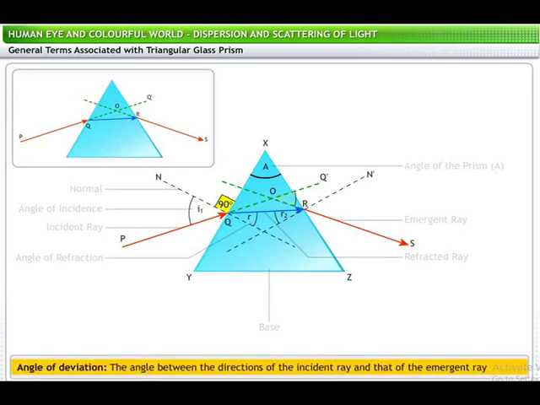The angle between the directions of the incident ray and that of the emergent ray is called the angle of deviation and is represented by the Greek letter delta or theta d, or the English letter d. Here, angle Q-OR is the angle of deviation.